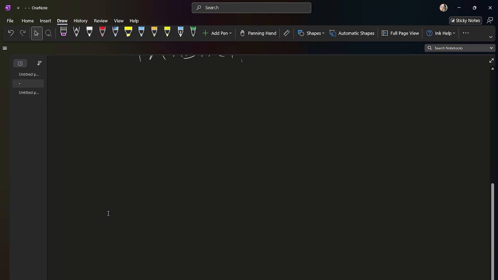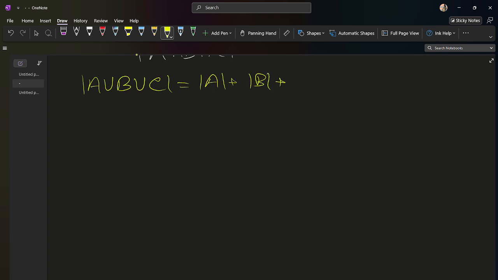The formula for the total number of students who passed at least one subject is, we know that, the inclusion-exclusion formula is very easy for us. I think we all know. That is equal to mod A plus mod B plus mod C minus cardinality of A intersection B minus A intersection C minus B intersection C plus A intersection B intersection C.